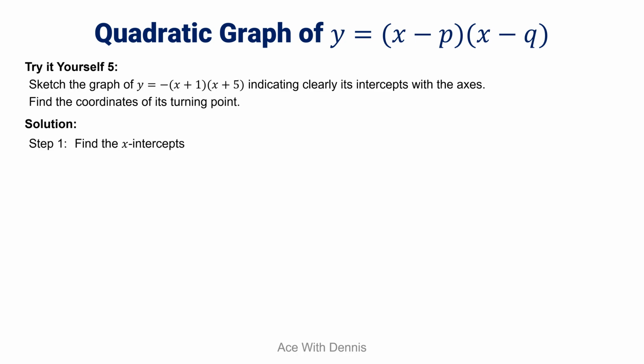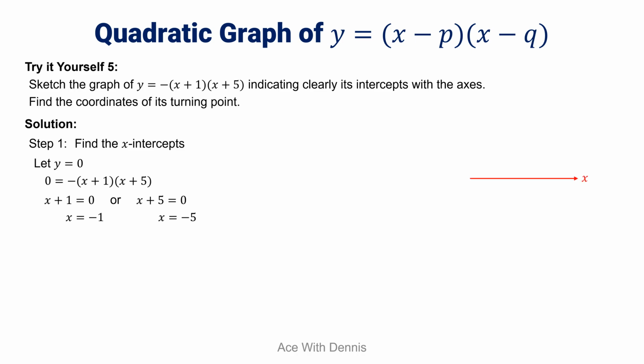Step number 1. Find the x-intercepts. To find the x-intercepts, let y equal to 0. Then the equation becomes 0 equals negative bracket x plus 1 times bracket x plus 5, which means x plus 1 equals 0 or x plus 5 equals 0. Then we solve these two equations, which we get x equals -1 or x equals -5. So these two numbers are the roots of the equation. Then we can start to sketch the graph. First we draw the x-axis, and for this case it is a sad face or curve downwards because the coefficient of the x square is negative. This point is -5 and this point is -1.